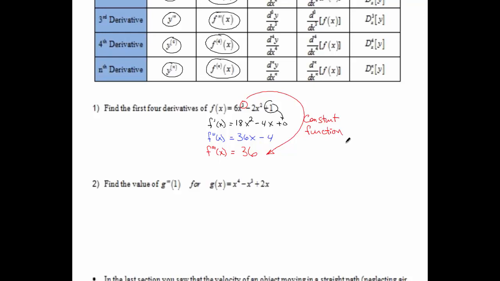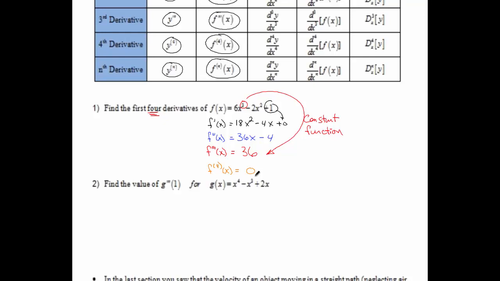And again, remember, we were asked to do the first 4 derivatives. So look what happens if we go to take that fourth derivative. F to the fourth of x, or the fourth derivative of x, well, the derivative of any constant becomes 0. And those will be our first 4 derivatives.